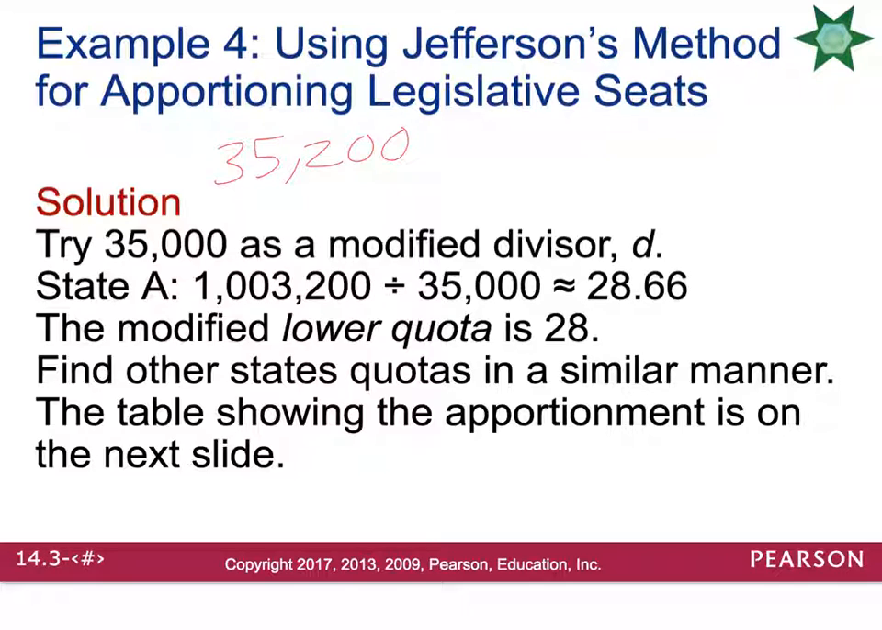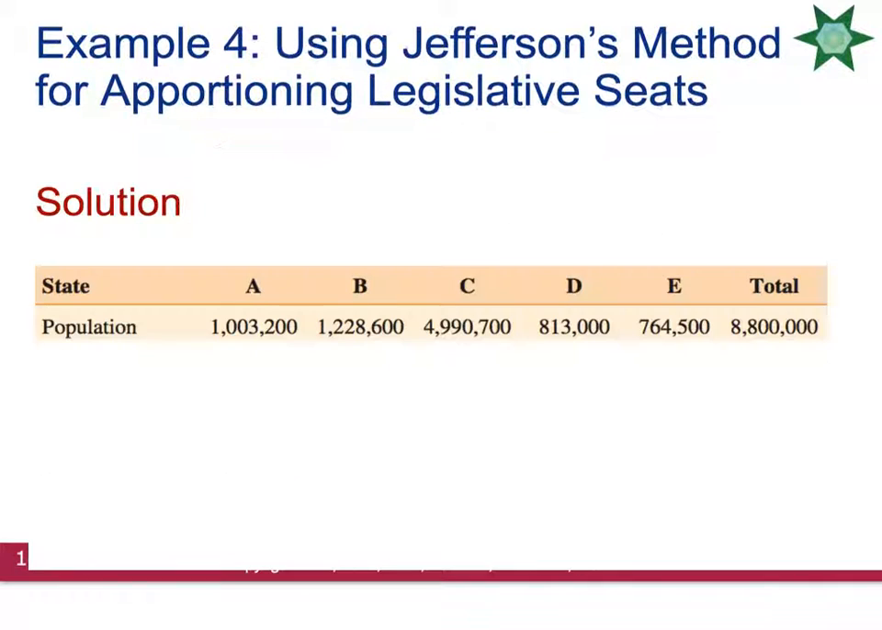So we're going to say that our modified divisor is 35,000, and then we're going to go through each state and take its population and divide it by our modified divisor. Then when we get that answer, we're going to round down to the nearest integer and use the lower quota. I've shown this done in the next slide.